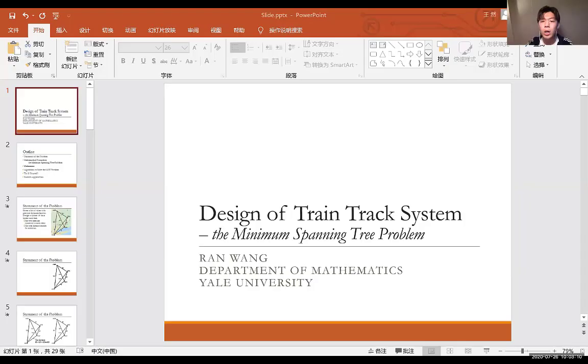Sophomore at Yale University, and I'm a mathematics major student. And at the same time, I'm also thinking about pursuing a double major in economics. So today I will give a lecture on the design of the train track system, the minimum spanning tree problem.